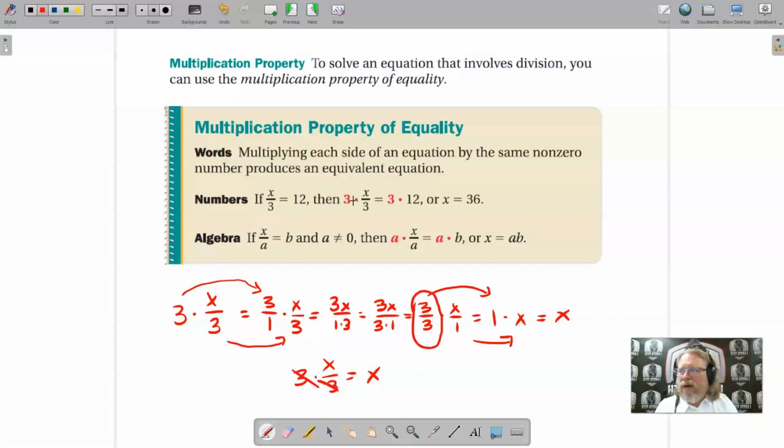So if you're wondering why it is that whenever you do that, the numbers just kind of disappear and you simply end up with the x right here, that's because all of this is going on right here. So we can say in algebra that if x divided by a equals b, and a is not equal to 0 because we can't divide by 0, then a times x over a is equal to a times b. And this portion on the left simplifies down to just x, and then we have a times b on the right, so it all equals x equals ab.